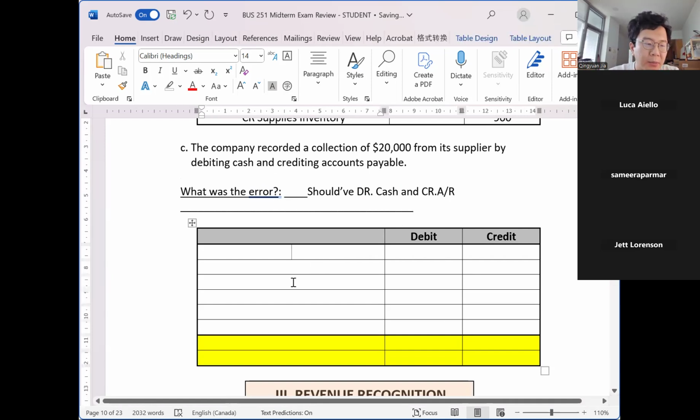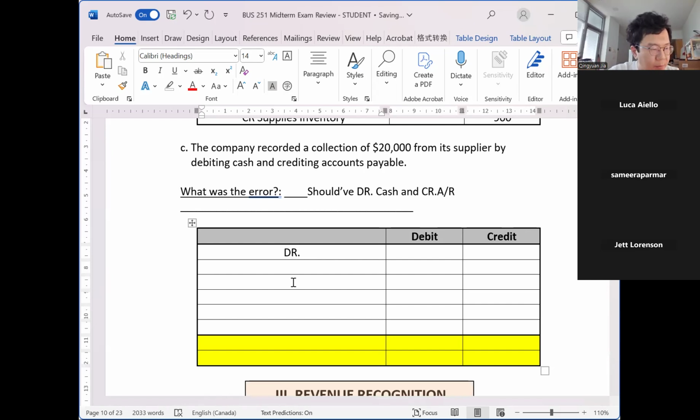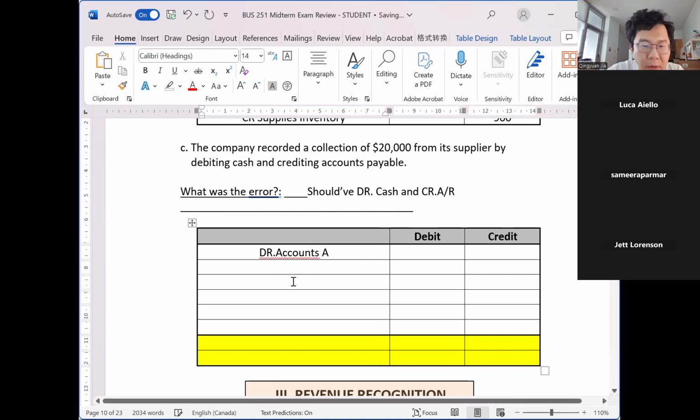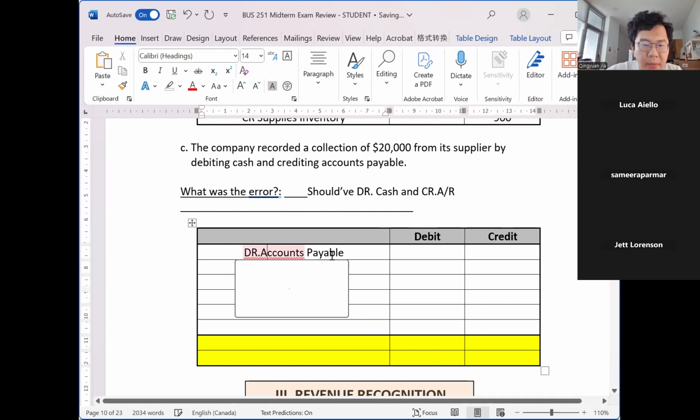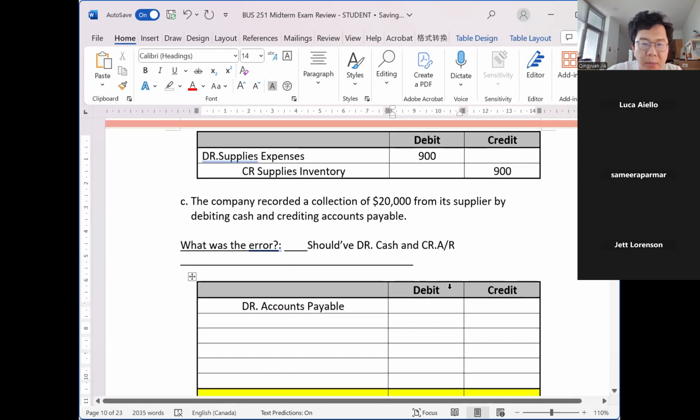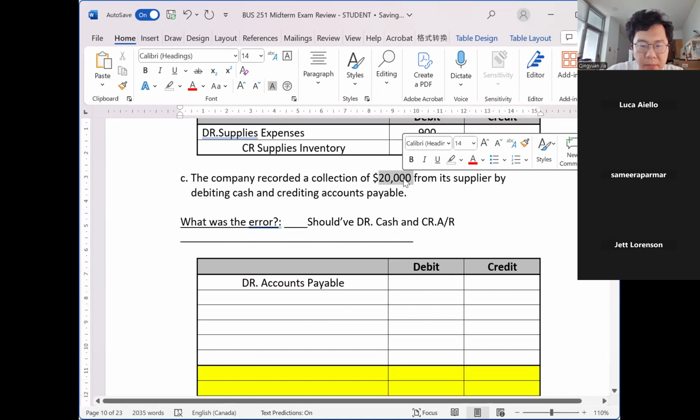So similarly, like the previous one, first of all, we will do a reversing entry to make it go back to the original point. We will debit accounts payable, and the amount will be 20,000.